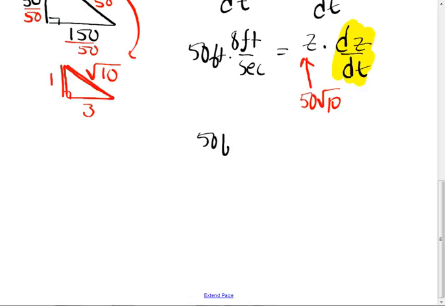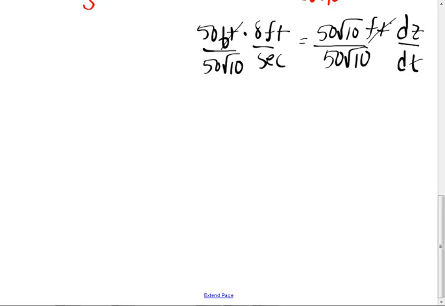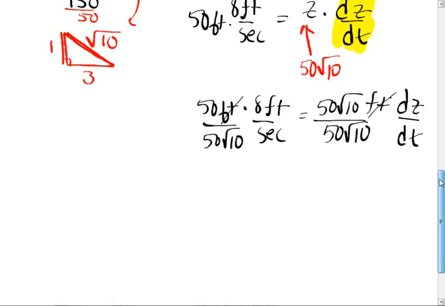Okay, so what do we got here? I've got 50 feet times 8 feet per second equals 50 square root of 10 feet times dz/dt. What's going to happen to just the single feet here? They're going to cancel. And so I hope you can see that the resulting answer will have feet per second in it. I'm going to divide by 50 square root of 10 and divide by 50 square root of 10. Now, if it's multiple choice, you're going to have to simplify. If it's free response, you can just leave it.